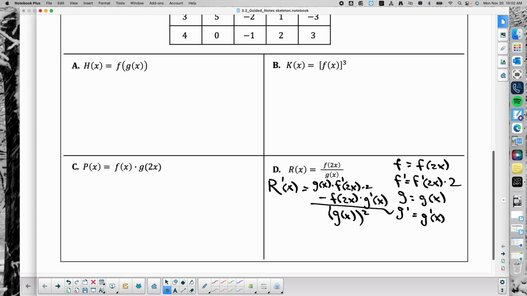And then I believe in the directions, doesn't it give us a number to try to find? 2. I use 2. Of 2? Yeah. Okay, so r prime of 2. And then we just have a ton of different things to look up.